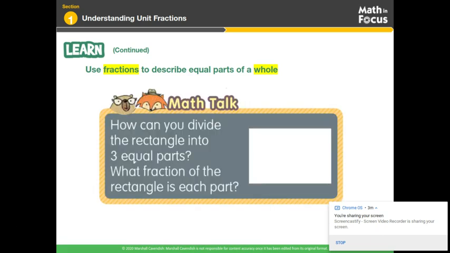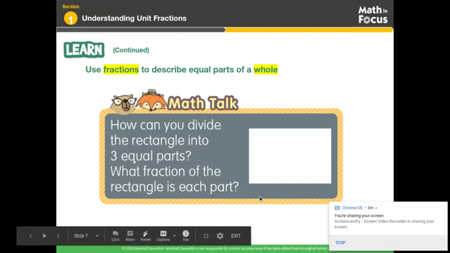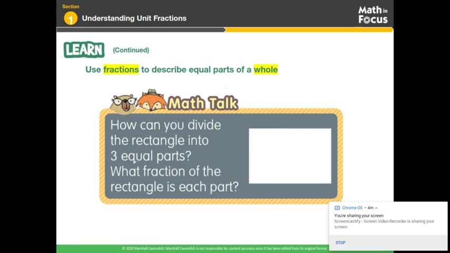How can you divide this rectangle into 3 equal parts? And what fraction of the rectangle is each part? You can draw a rectangle on a blank piece of paper and try it out. There's more than one way. How can you divide a rectangle into 3 equal parts? And then, what's the name of each part, the fraction name for each part?